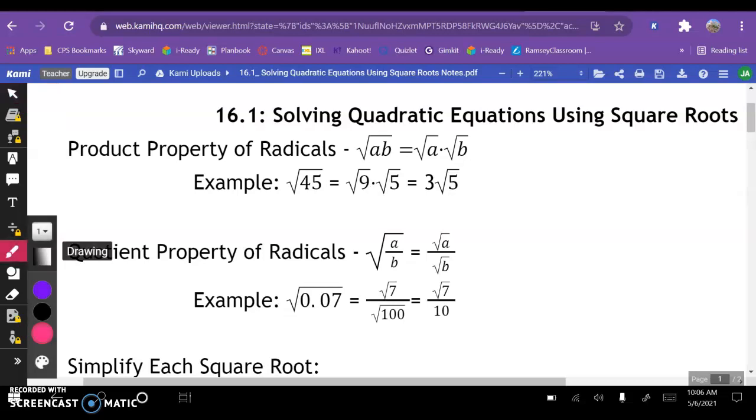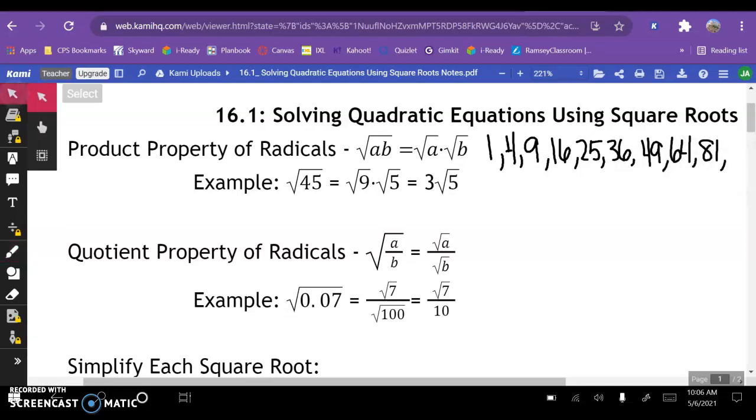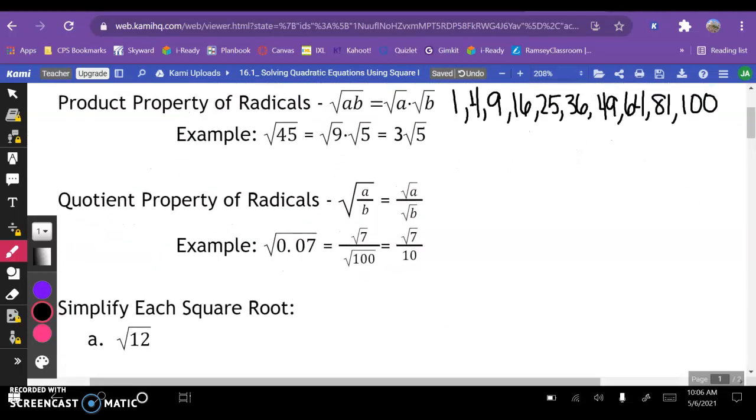So when you're doing that, you need a list of the perfect squares. So it's 1, 4, 9, 16, 25, 36, 49, 64, 81, and 100. Those are the first 10 perfect squares that you can use to break down radicals. That list is kind of important.